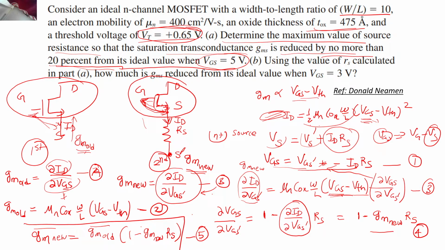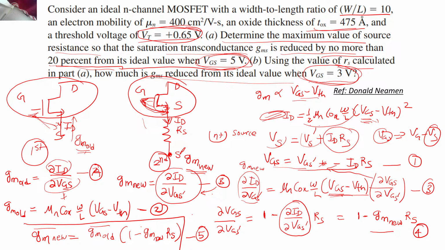And coming to the second part, they are asking: using the value of Rs calculated in part A, how much is the new Gm reduced from its ideal value when Vgs is equal to 3 volts? So let's try to digest this. This time they are giving us the source resistance value that we had just calculated, and they have just changed the Vgs. For the older case they had given Vgs as 5 volts, and over here your Vgs is dropped to 3 volts.